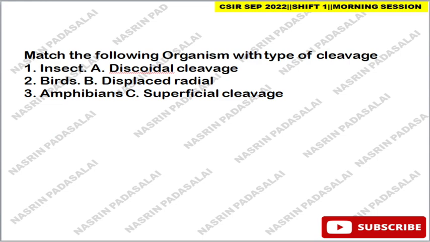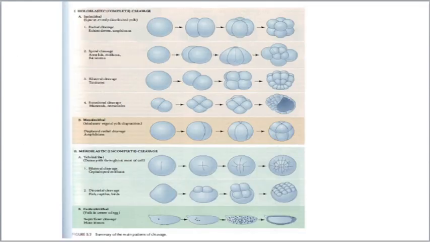And which organism has which type of cleavage? If you remember the diagram given in the Gilbert book, then you can easily answer this question. First, the isolecithal egg, which has sparse and evenly distributed yolk. So the isolecithal egg will follow radial cleavage. Examples are echinoderms and amphibians. And spiral cleavage examples are annelids and molluscs. And bilateral cleavage example is tunicates. And rotational cleavage examples are mammals and nematodes.